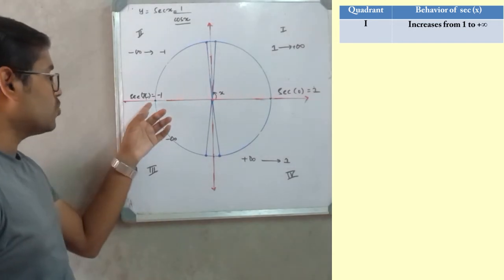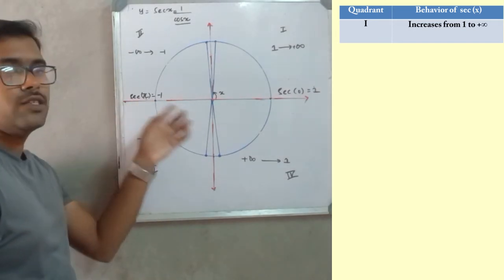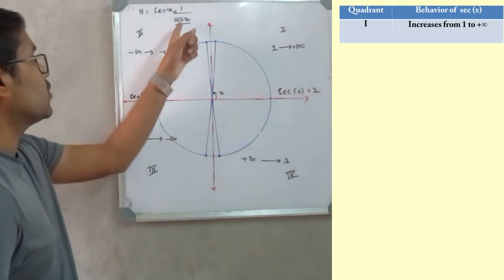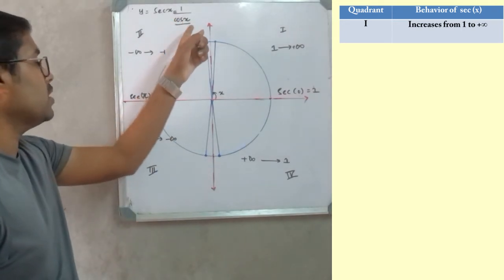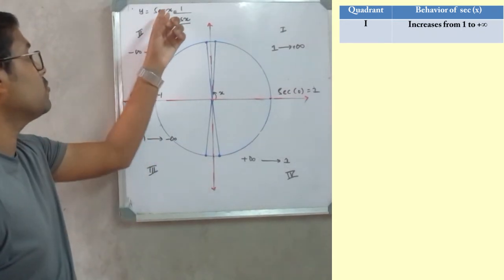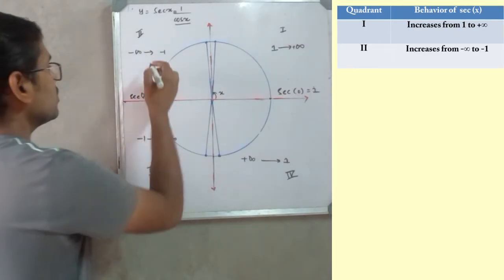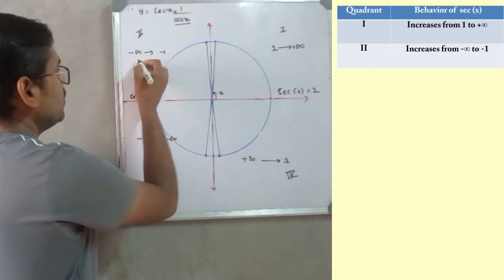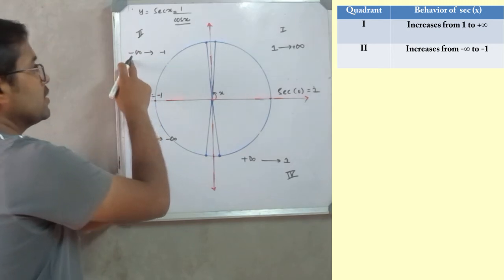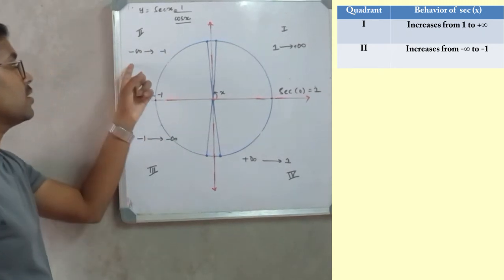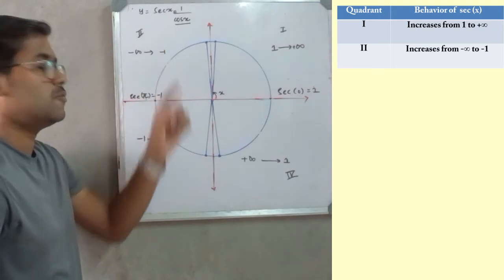And at x is equal to pi, the value of sec is minus 1, because the value of cos pi is minus 1. So the value of sec pi will also be minus 1. So in the second quadrant, the value of sec x increases from minus infinity to minus 1. Here it increases from minus infinity to minus 1.